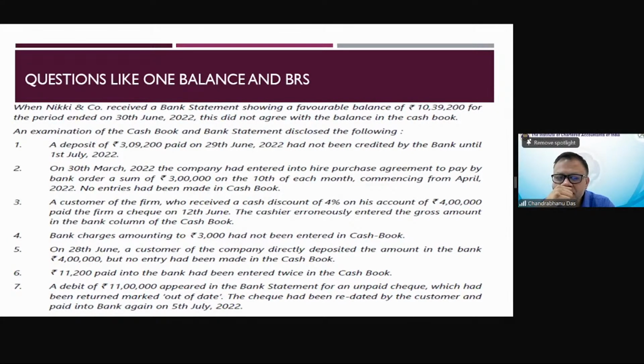Yes, sir. Yeah, tell me what is the meaning of the 7th point? So there has been a reduction in the bank statement for 11 lakh, but the check had been returned, that is out of date, and the customer redeposited, but it was after the bank reconciliation was prepared. What is the meaning of out of date?